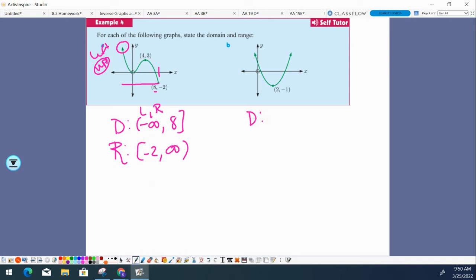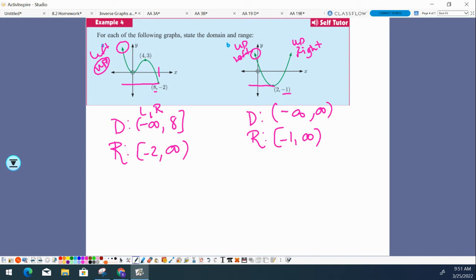The domain, because the arrow here, this means up and to the left all the way. This is up and right all the way. So that means the domain all the way to the left, all the way to the right, negative infinity to positive infinity. The range, I can see it goes all the way up on both sides, but this is my lowest bottom point, so I have to use my -1 as my y value, all the way up to infinity. So these are how you interpret domain and range when you're looking at the graphs.